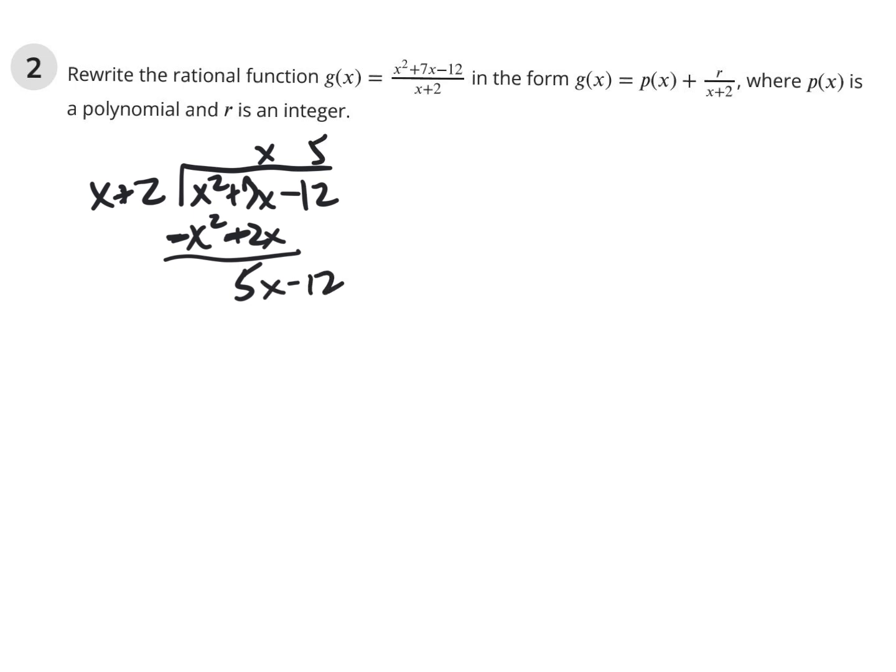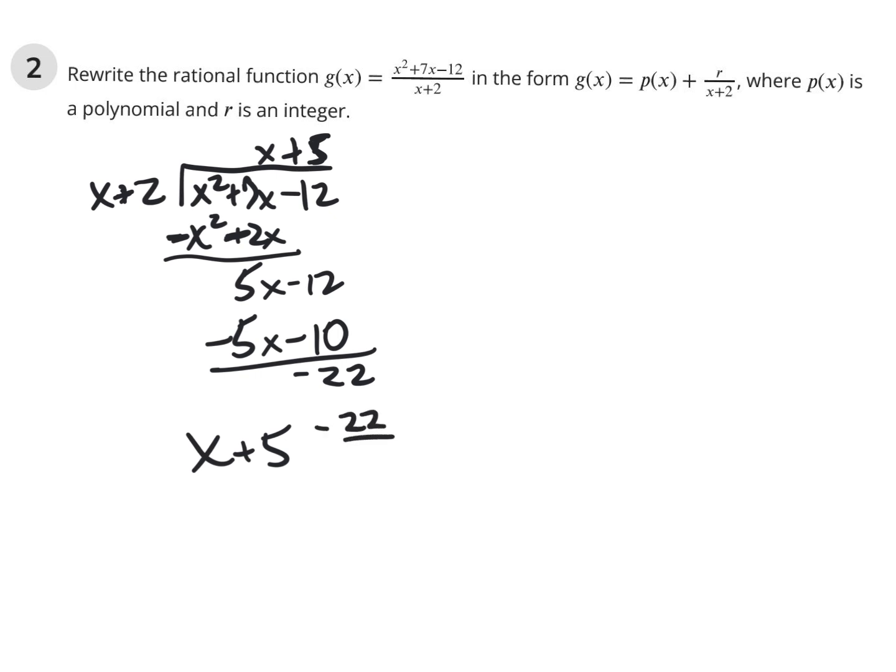You do positive 5 plus 5. You get 5x and 10. Change both signs. You get negative 22. This becomes x plus 5 minus 22 over x plus 2. So now, y is a polynomial. This is your polynomial, which is also your horizontal asymptote. So y is going to approach x plus 5.